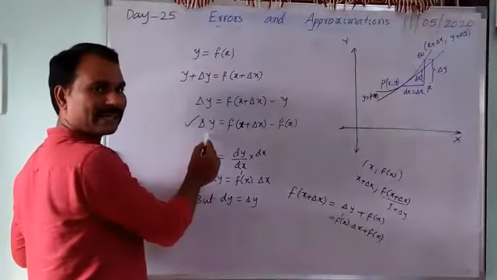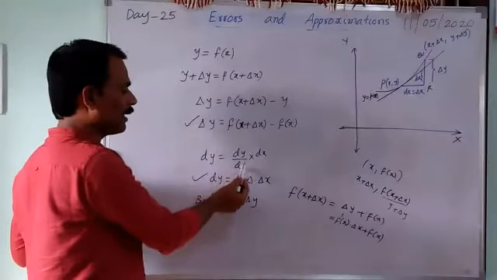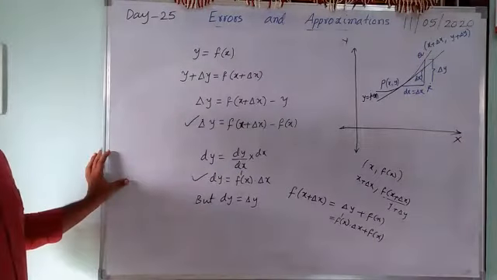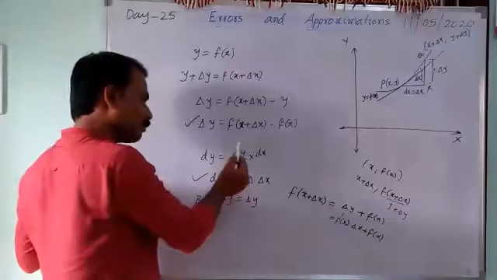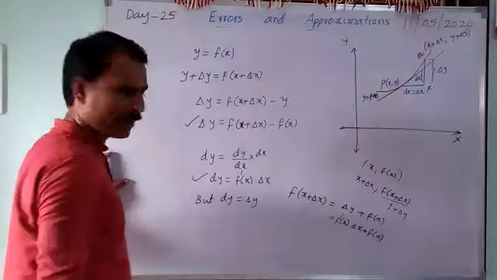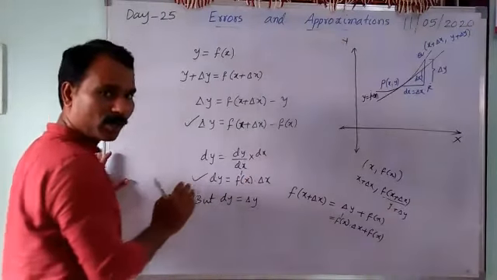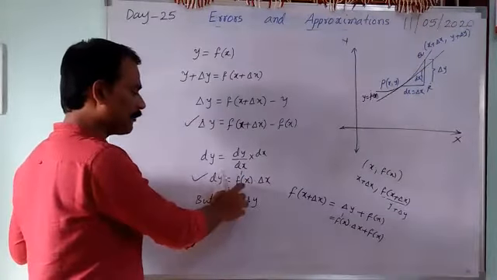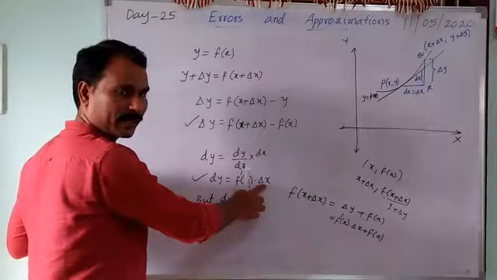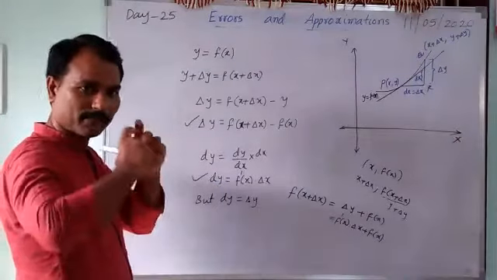What about Δy? Δy is nothing but dy. What I am doing here is multiplying and dividing dy with dx. Now dy/dx is f'(x), and dx is nothing but Δx. So finally, dy = f'(x)·Δx. Clear? Now by taking these two, we make a final formula.